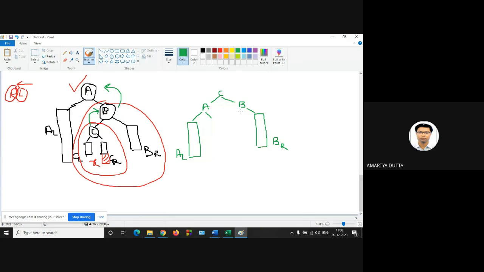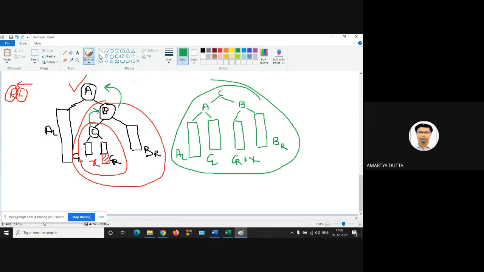Now left of B and right of A. Right of A will be CL, and left of B will be CR plus X. Now you can check the balance. It is completely balanced. So this is the RL rotation.